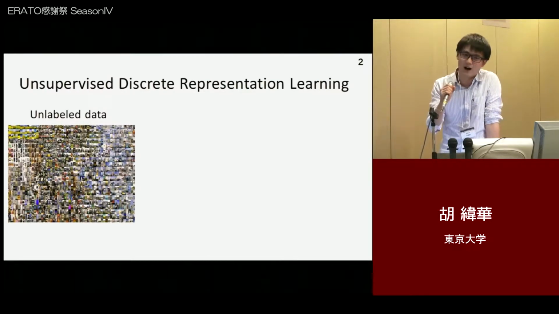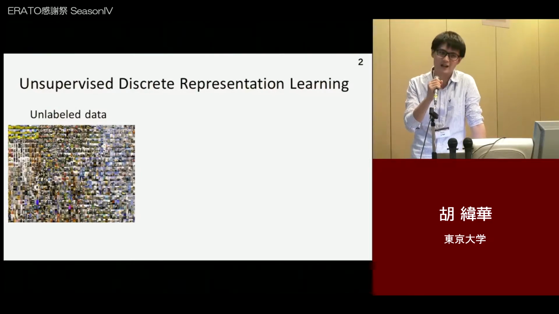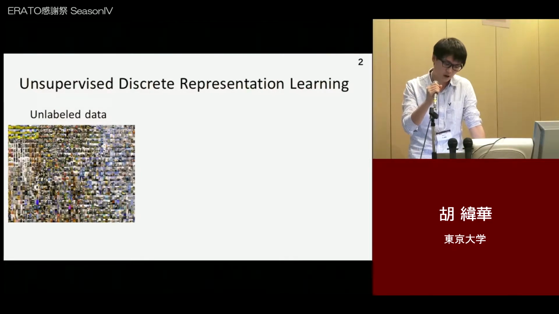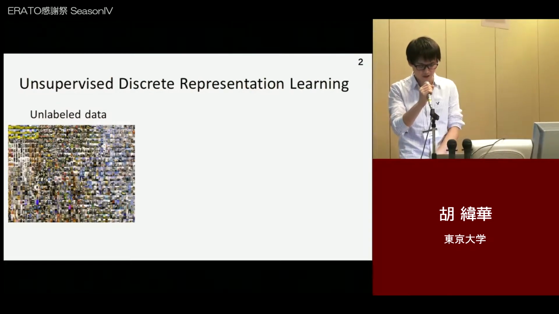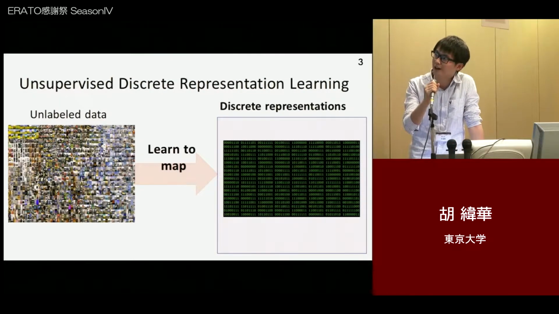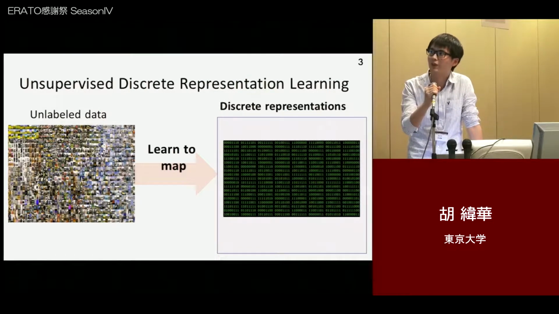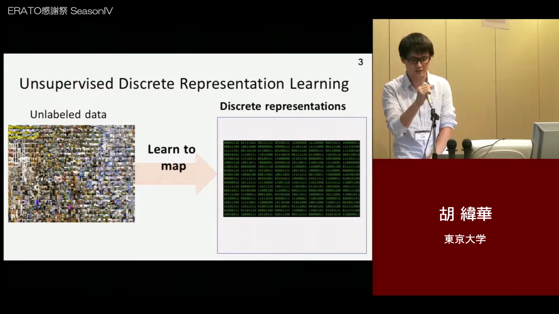So in this talk, I'm going to talk about our method on unsupervised discrete representation learning. So the task is that we're given unlabeled data, which is often abundant in real applications, and our goal is to learn a function that maps each of these unlabeled data into discrete representations. And in particular, we want similar data to be mapped into similar representations, while dissimilar data to be mapped into dissimilar representations.